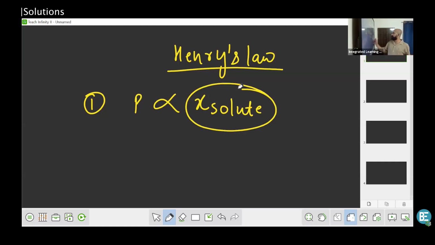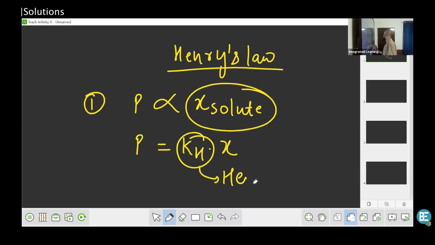After this, when we remove the proportionality sign, it becomes kH into x. This is called Henry's constant. Okay, so p is equal to kH into x, where kH is the Henry's constant. This is what we have learned.